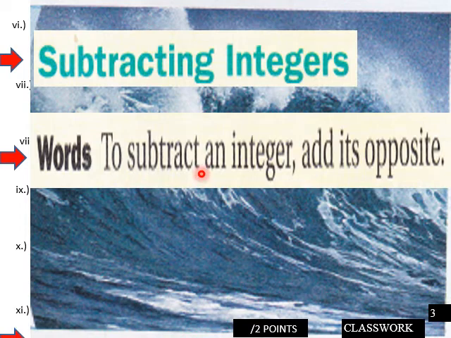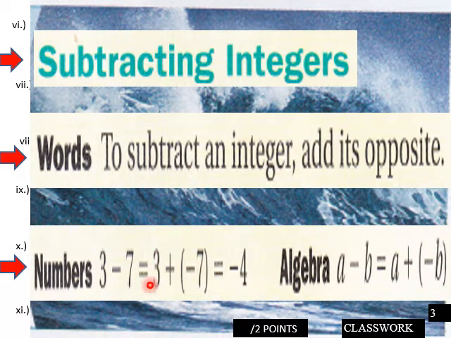Subtracting integers. To subtract an integer, add its opposite. So we have this situation here. So add a negative 7 to 3 and you get negative 4. And in algebra it would be a minus b equals a plus a negative b. That would be the way to do it using algebraic symbols. But this is the idea here. Basically you start at 3 and then you move to the left 7 units and you are at negative 4 is the idea, using a number line.